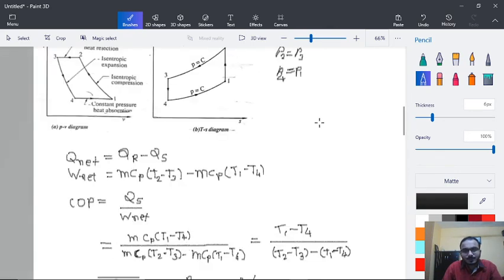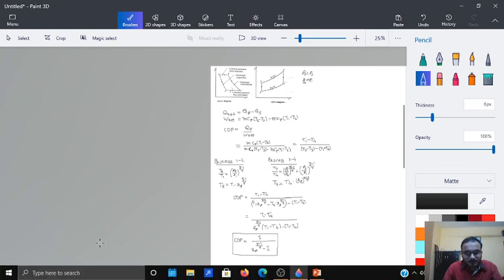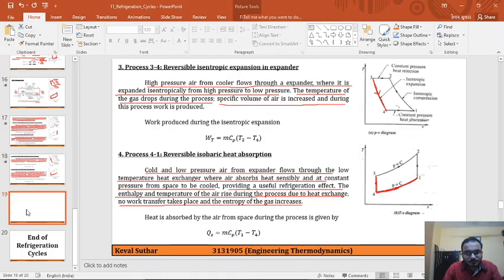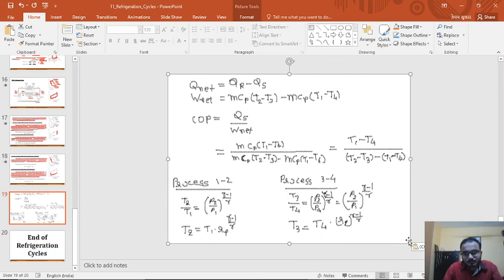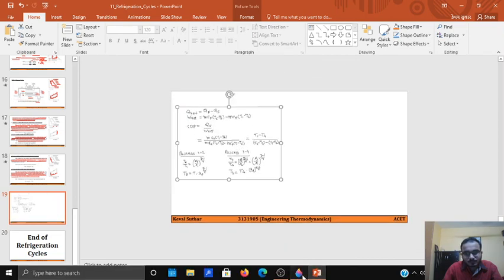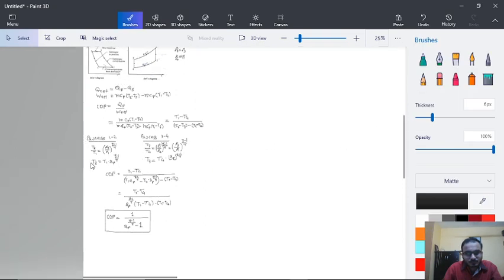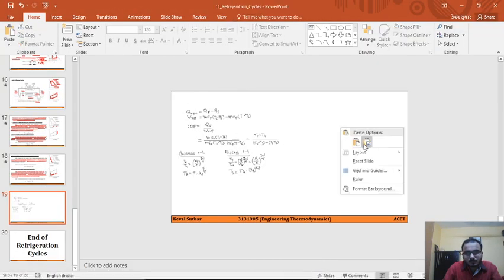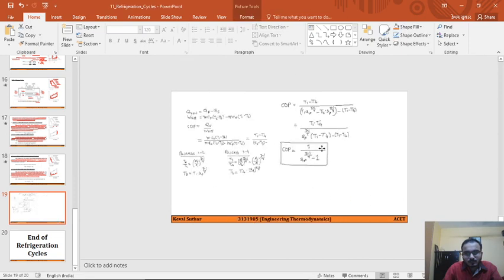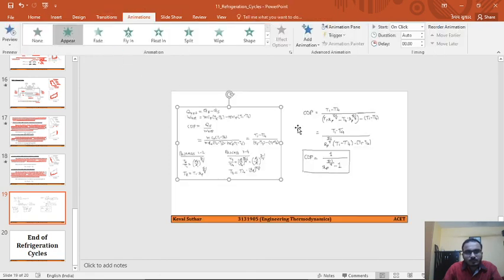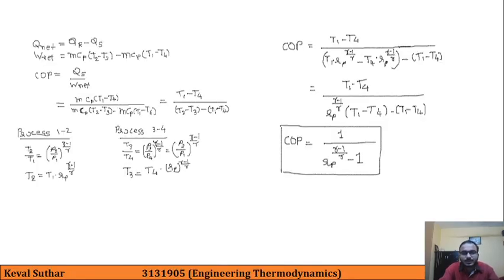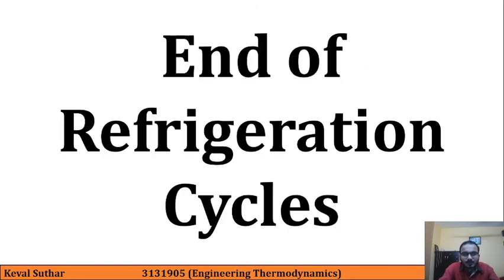Now we can copy this. So this is the way we have derived the COP for the Bell-Coleman cycle. And this is the end of refrigeration cycles.